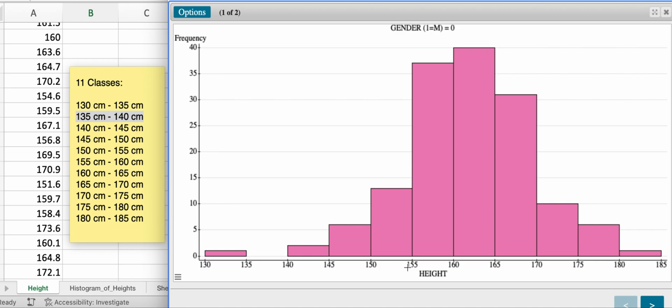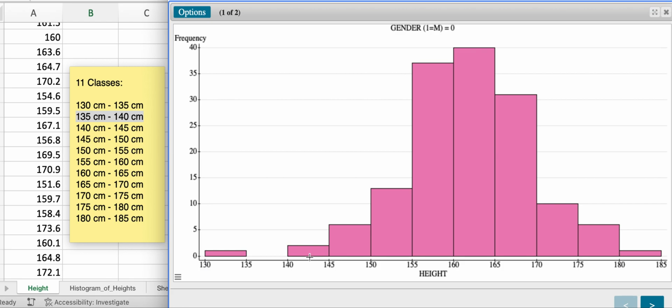Now, the upper class limit is the largest number that can belong to each of the different classes. So if we look at the first class here, 135 is the upper class limit. When we look at the second class here, 140 is the upper class limit for that class that doesn't have anything in it, any data in it. The third class here, 140 to 145, that 145 would then be the upper class limit.